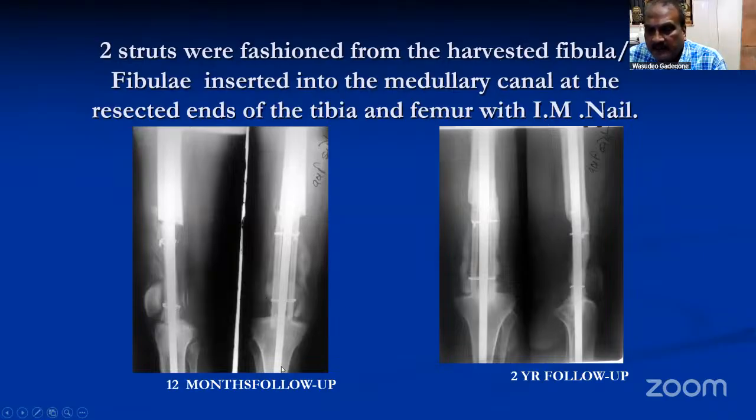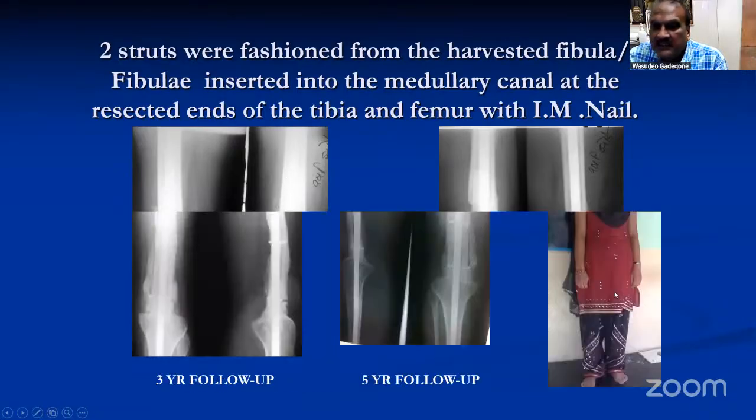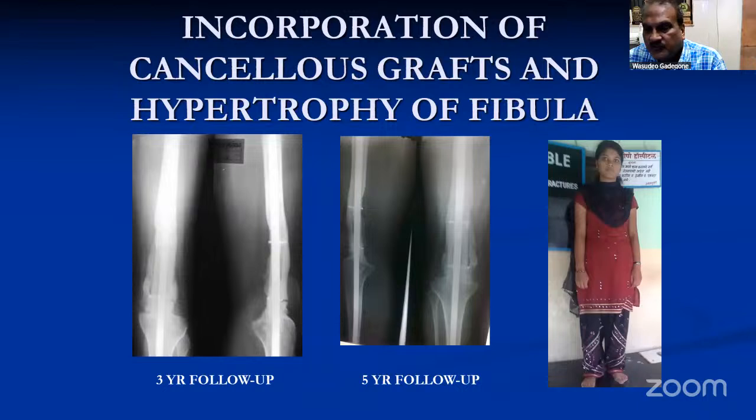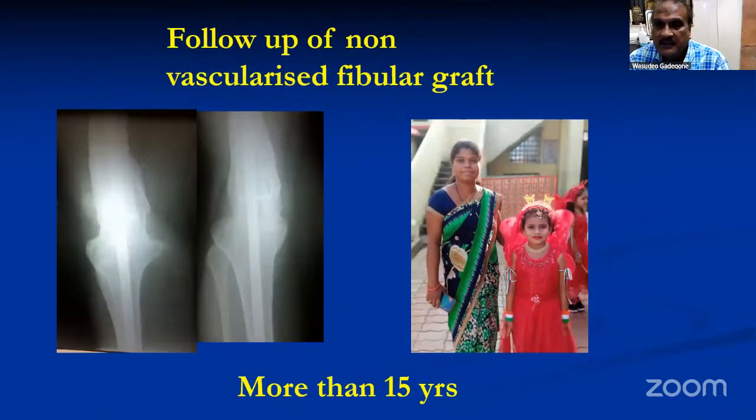So this is an IM nail with a 10-degree bend at the knee joint, and two fibulae along with the corticocancellous graft. Then 2 years follow-up, 3 years, 5 years follow-up. There is complete incorporation of the fibula into the parent bone and incorporation of the corticocancellous graft. Now it's more than 10 years follow-up. The patient is walking and doing all activities of daily living. And you can see the same patient at more than 15 years of follow-up.